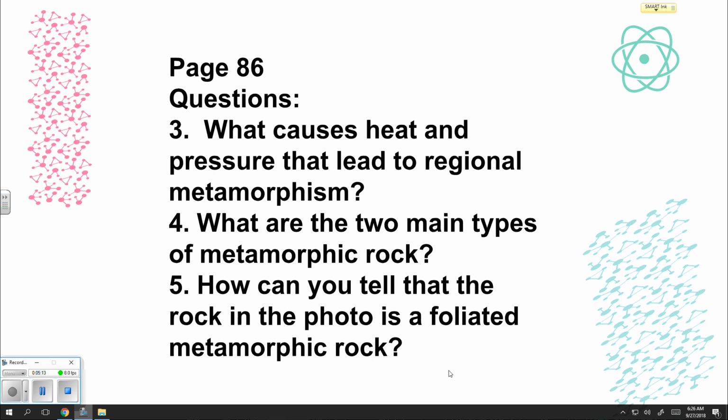Highlight: when the plates collide, they produce a lot of heat and pressure. The heat and pressure can cause metamorphism. This process is known as regional metamorphism. Question 3, what causes the heat and pressure that lead to regional metamorphism? Answer, the collision of tectonic plates.